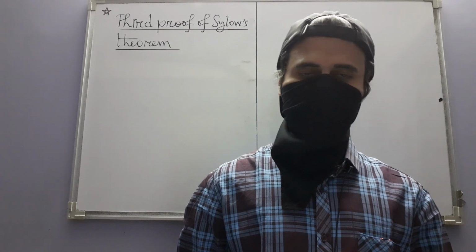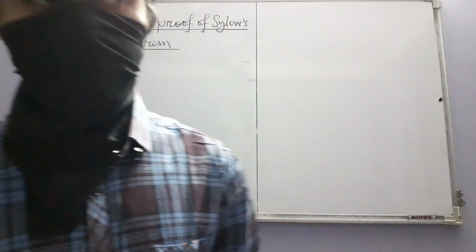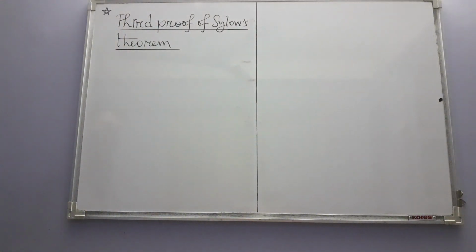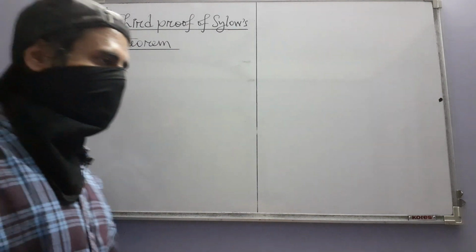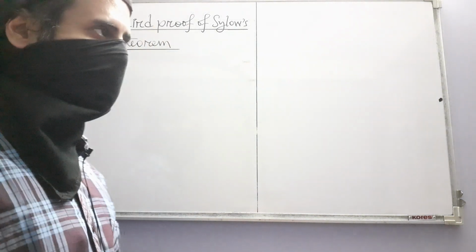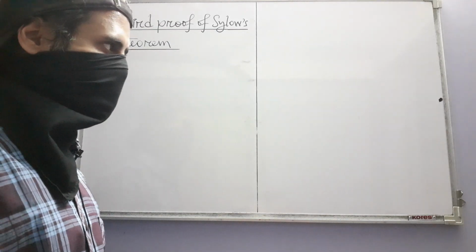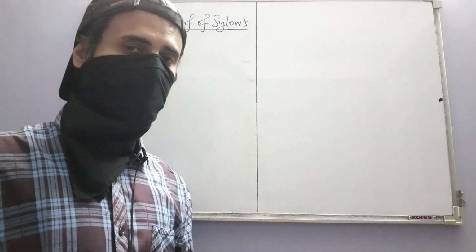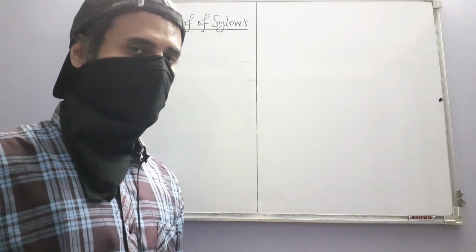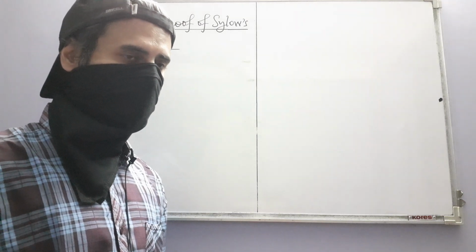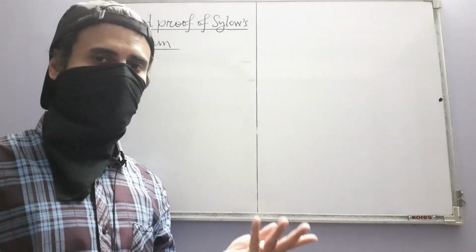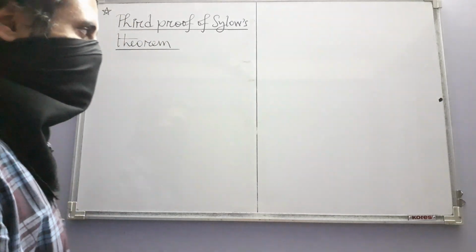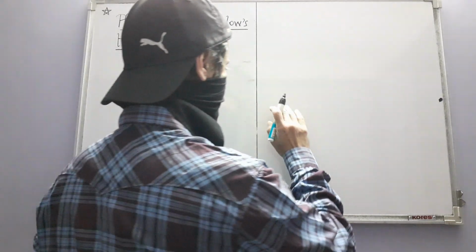Okay, so we have now come to the third proof of Sylow's theorem. Let us see what the basic strategy of this proof is. It's a little strange, but as promised, it's going to give us the second and third part of Sylow's theorem, which we haven't seen in the first two proofs. So the strategy is this.